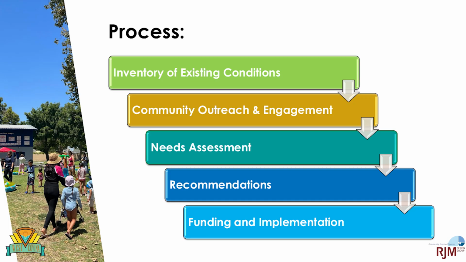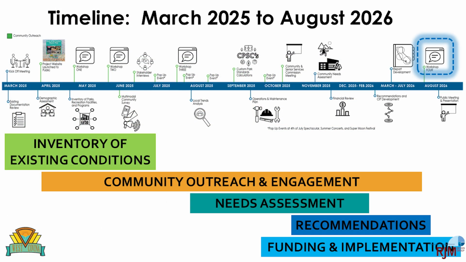The process is broken down into 5 stages. First, a review of the existing conditions, an extensive community engagement process, then the needs assessment, followed by recommendations and funding and implementation. In just over a year-long process, we'll go through the entire inventory of all the facilities, an extensive community outreach and engagement process to listen to the community, to hear what they're looking for and what can be developed now and in the future for the City of West Covina.